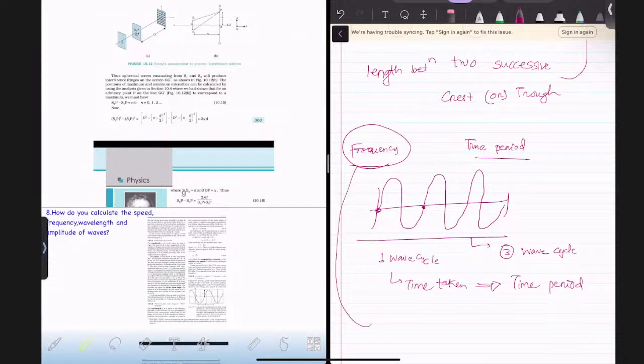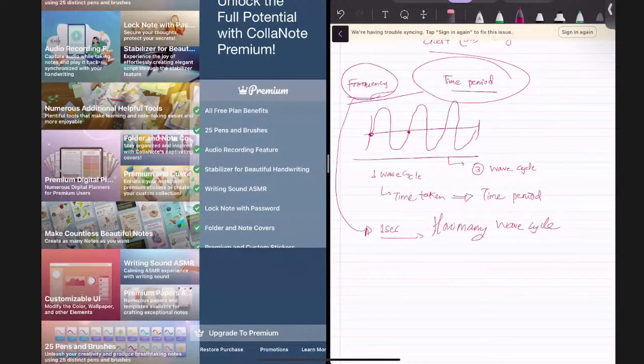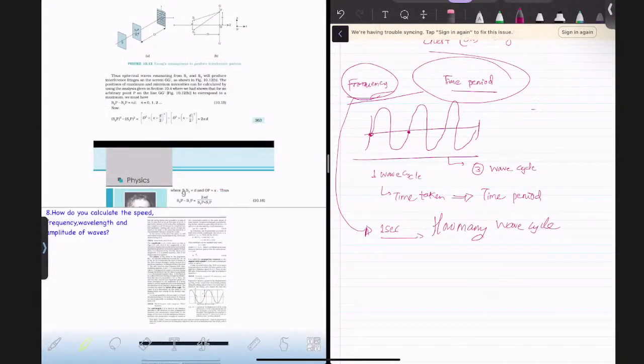ओके, और फ्रीक्वेंसी का मतलब क्या है? फ्रीक्वेंसी मतलब 1 सेकेंड में हाउ मेनी वेव साइकिल. ओके, द नंबर ऑफ वेव साइकिल मेड बाय द वेव इन 1 सेकेंड, दैट इज नोन एज फ्रीक्वेंसी. फ्रीक्वेंसी क्लियर हो गया, टाइम पीरियड आप लोगों का भी क्लियर हो गया. ओके, तो टाइम पीरियड को कैसे डिनोट करते थे हम? 2 पाई बाई ओमेगा, एंड फ्रीक्वेंसी इज ओमेगा अपॉन 2 पाई.